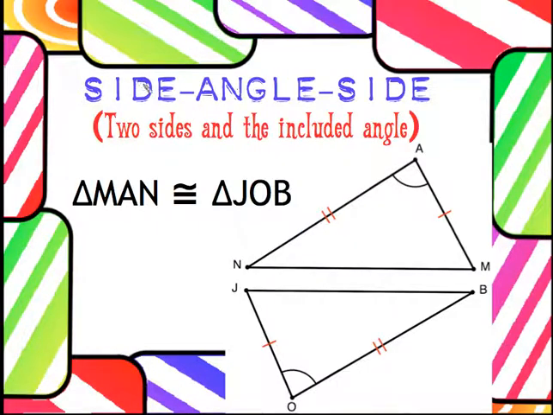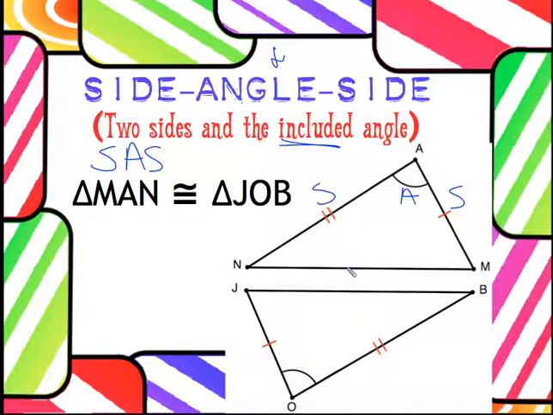The next shortcut is side, angle, side. It's 2 sides and the included angle, the one between them. That's why it's written side, angle, side. So we abbreviate it with this. So we have this side, this angle, and this side of one triangle congruent to a side, angle, and side of another. You just have to make sure on side, angle, side that the angle is the one between the 2 sides.